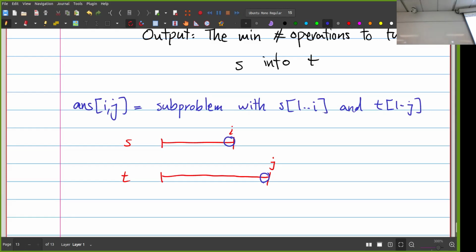Just like before, either this letter matches or it doesn't match, right? Now, I can say I want to change this last letter in only S or in only T or in both of them. And if I want to change, I can just change it, or I can insert something new, or I can delete it, right? So these are all the options that I have.